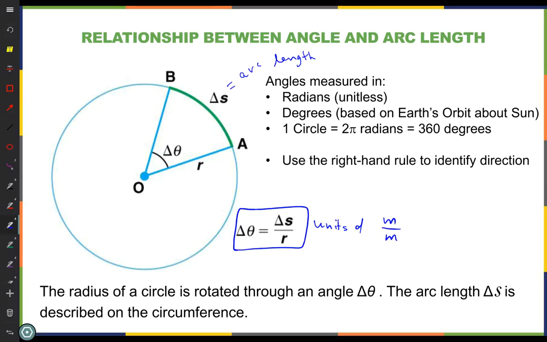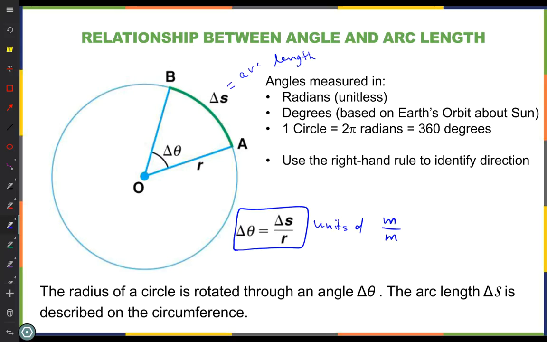How many people knew the angle was unitless? I have a few hands. Most of us think, well, there's 360 degrees in a circle. Degrees are a unit. Or there are 2 pi radians in a circle, and radians are a unit. Well, let's look at where these come from. If you do a complete circle, what's the circumference?